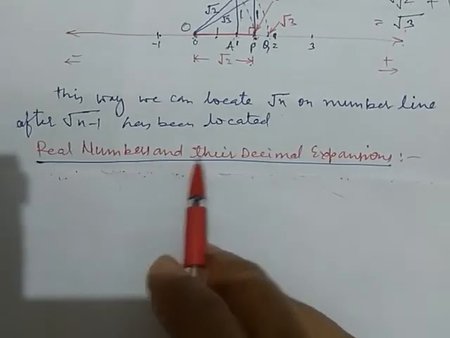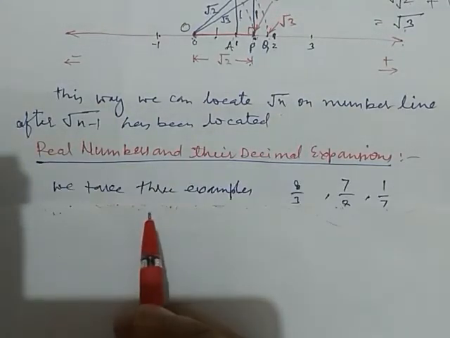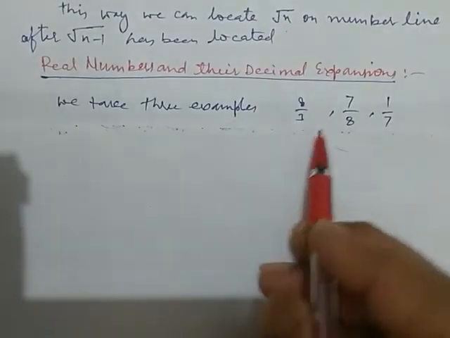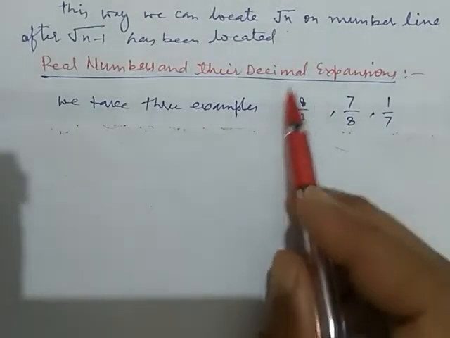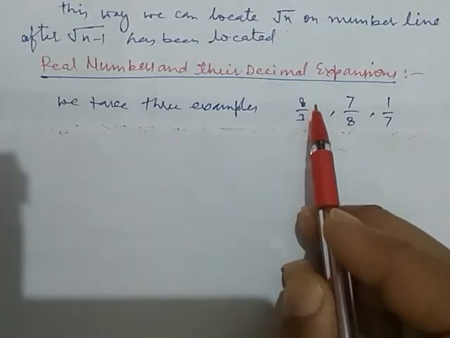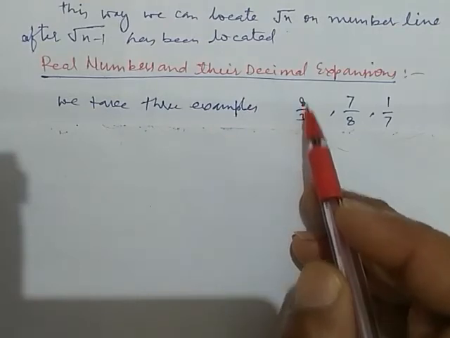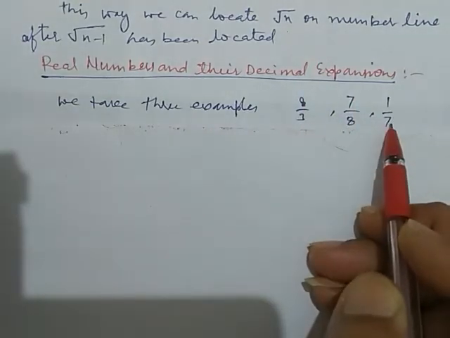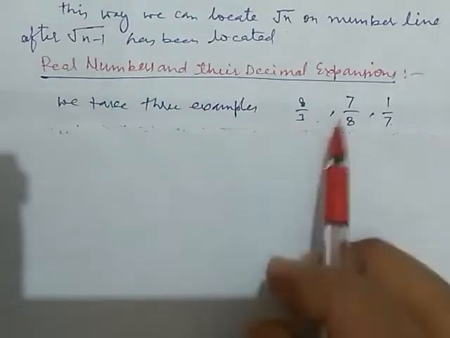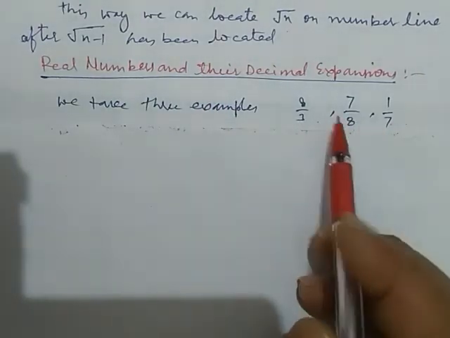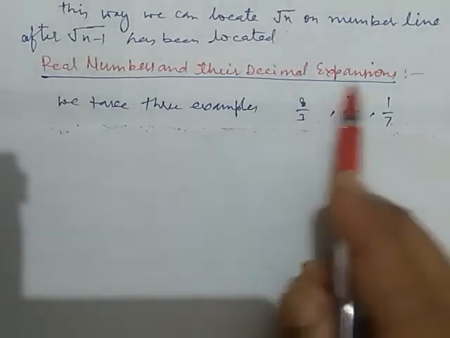Real numbers and their decimal expansion. Okay, we take 3 examples: 8 by 3, 7 by 8 and 1 by 7. These are real numbers and they are fractions. As we know, any such number can be expressed in p by q form. These are in p by q form, so these are rational numbers, and rational numbers are always real numbers. So these numbers are real numbers, and we want to express these fractions as decimal expansions.